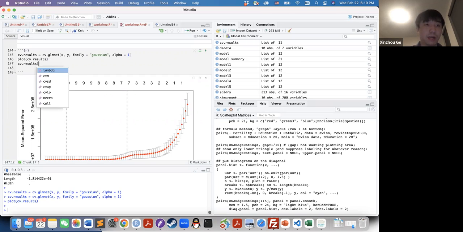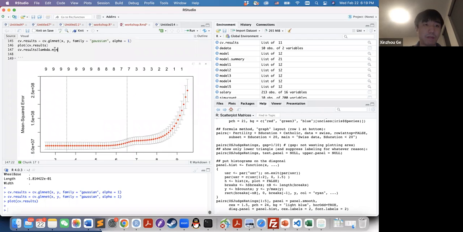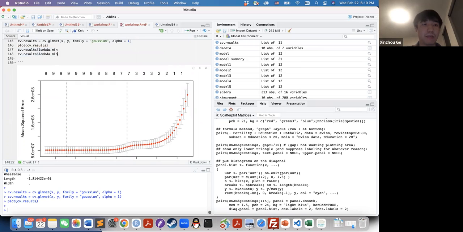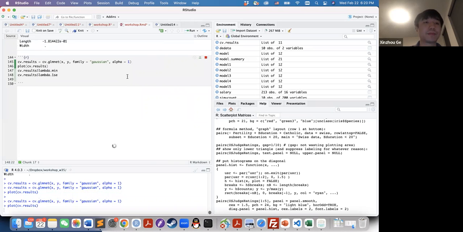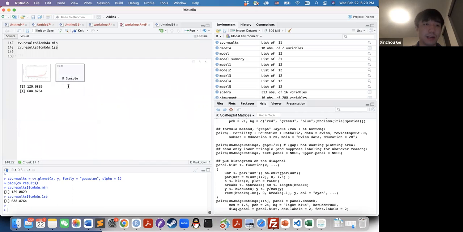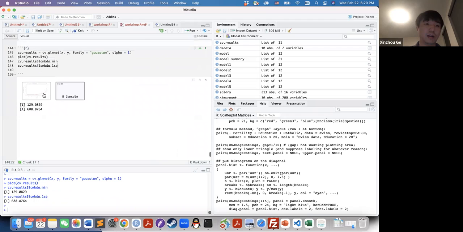CV.results. You can use lambda min as the lambda, which will give you the lambda with the smallest mean square error, and the lambda 1SE will give you this larger lambda which has better performance in variable selection and interpretability. And let's see what these lambdas are. So we can see that 129 and 688 will be the two values.